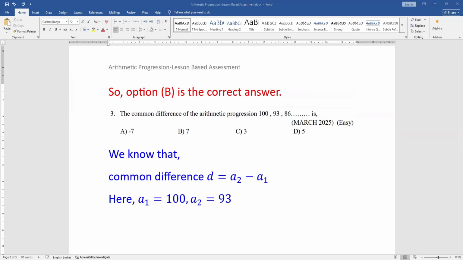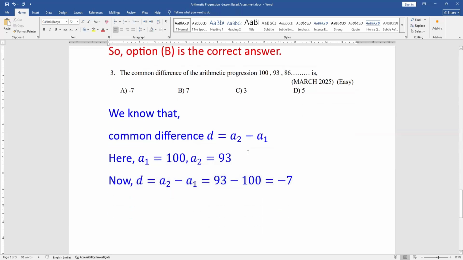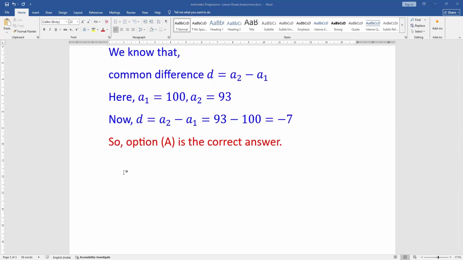Now d equals a2 minus a1, correct? So a2 minus a1 is nothing but 93 minus 100. The signs are opposite, so we subtract. It is nothing but -7 because 100 is the bigger number and its sign is minus. When you subtract this, you get -7. Which option is matching? Option A is matching. So write it as option A is the correct answer. Now I move on to the next question.